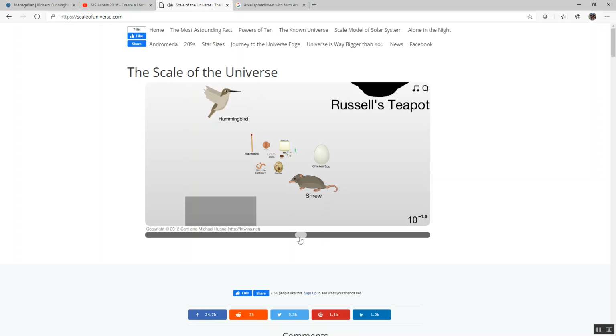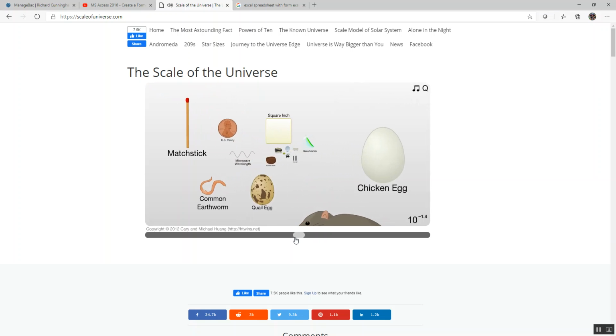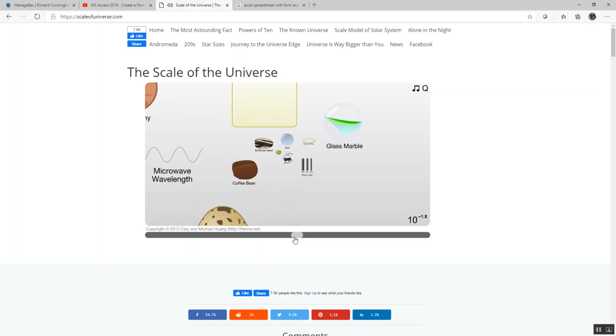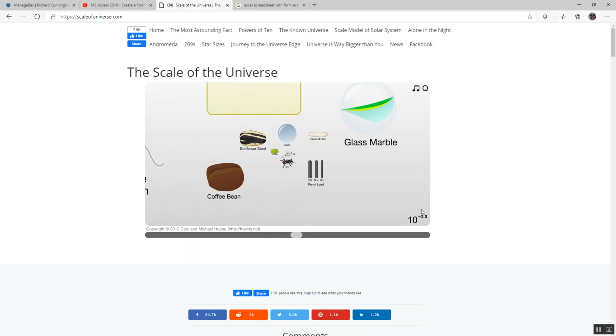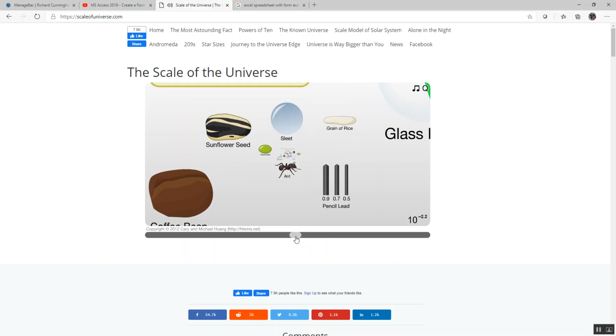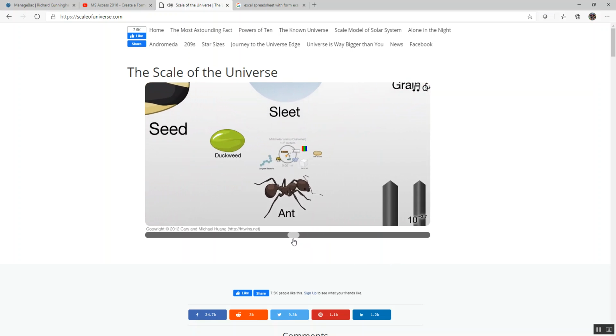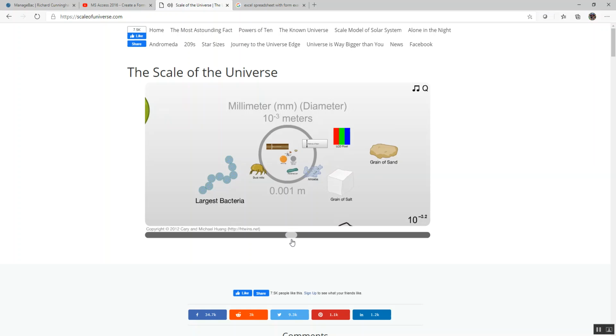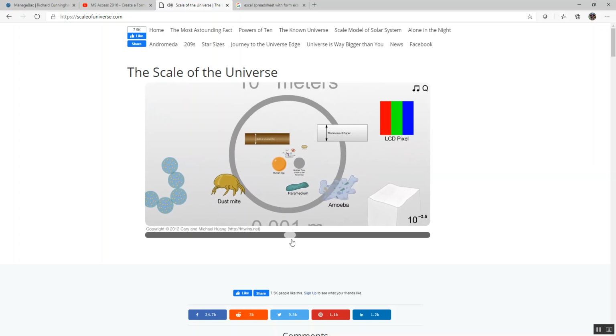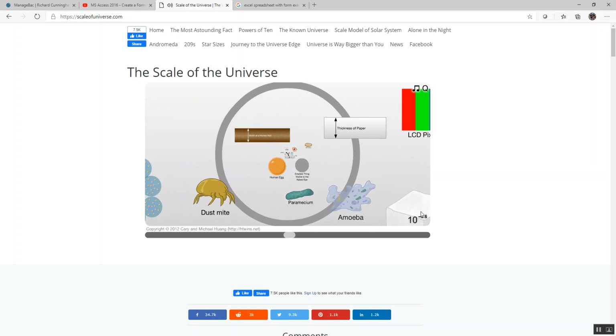So we can keep going this way. We got hummingbirds, a shrew, a quail egg, a coffee bean, so that's 10 to the negative 2. That's roughly the size of a coffee bean, 0.01 meters. We can keep going. We've got ants, dust mites, so 10 to the negative 3.